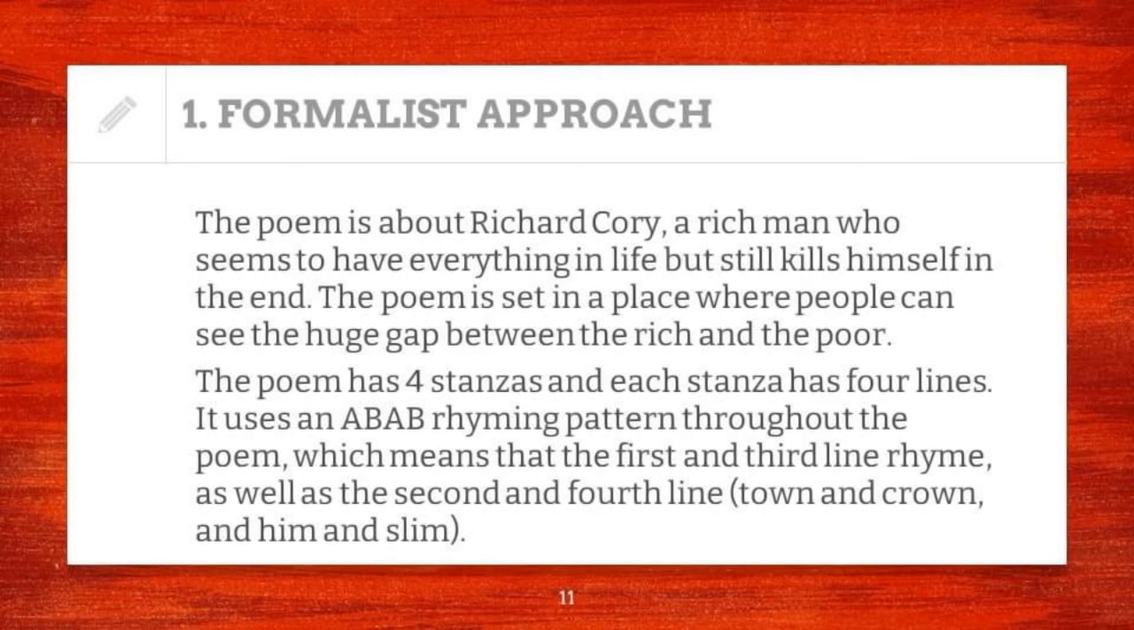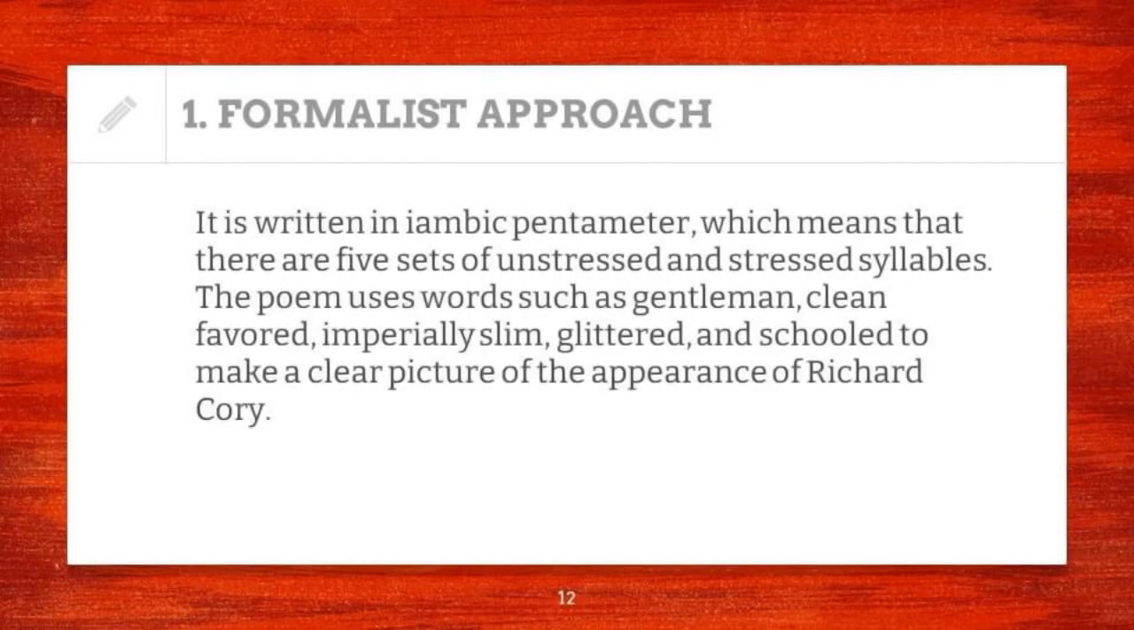Okay, so now here's a short sample of a formalist approach. The poem is about Richard Cory, a rich man who seems to have everything in life but still kills himself in the end. The poem is set in a place where people can see the huge gap between the rich and the poor. The poem has 4 stanzas and each stanza has 4 lines. It uses an ABAB rhyming pattern throughout the poem, which means that the first and third line rhyme, as well as the second and fourth line.